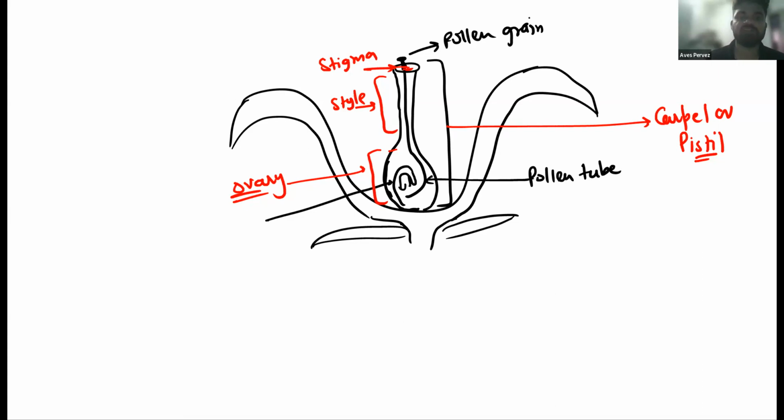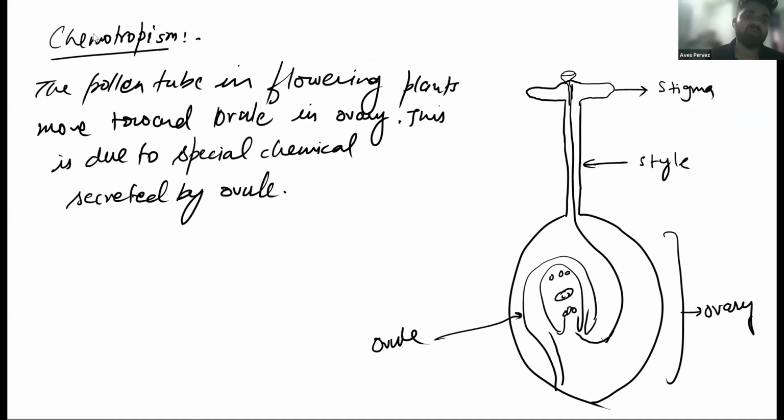Please note: the pollen tube in flowering plants moves towards the ovule in the ovary. This is due to a special chemical secreted by the ovule. Got it? Note it down and draw the structure also.